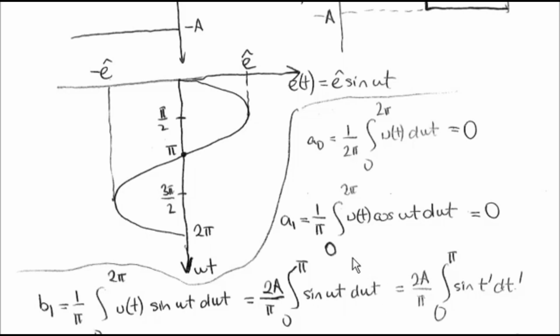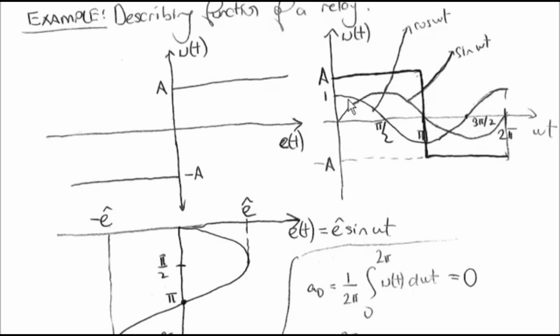The next thing that we are going to be calculating is the coefficient b1. b1 has the multiplier coefficient 1 over pi and the integral from 0 to 2 pi of u of t times, in this case, sine omega t. So I go back to our figure. This is the function sine omega t, and I will multiply sine omega t with u of t, and I will take the integral from 0 to 2 pi with respect to the variable omega t.